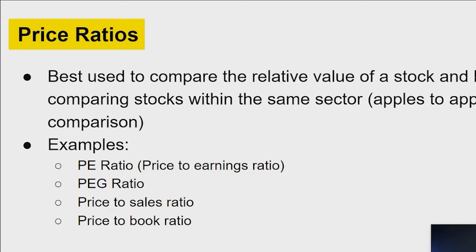Now, a few examples of price ratios are the PE ratio, which is price to earnings. There's the PEG ratio, there's the price to sales ratio, there's the price to book ratio. And like I said, I'm going to go over the ones that I think are the most important for you to know here in a minute.